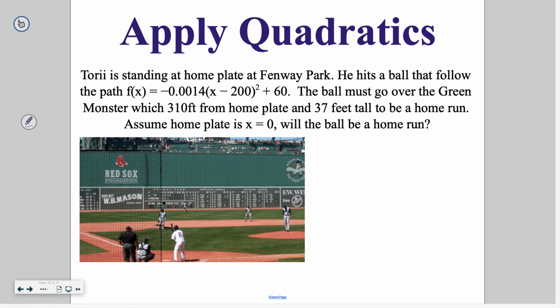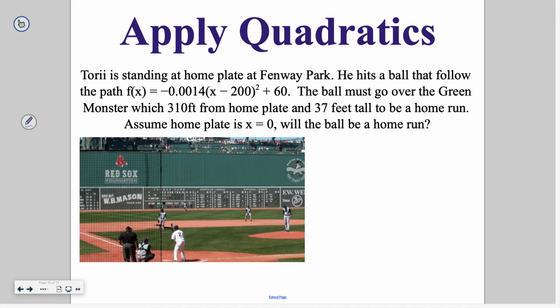Last thing we're going to do is talk about applying quadratic functions. So, for example, Tori is standing at home plate at Fenway Park. He hits the ball and it follows the path f of x is equal to -0.0014 parentheses x minus 200 squared plus 60. The ball must go over the green monster, which is 310 feet from home plate and 37 feet tall in order to be counted as a home run.